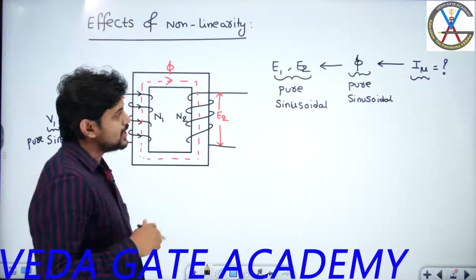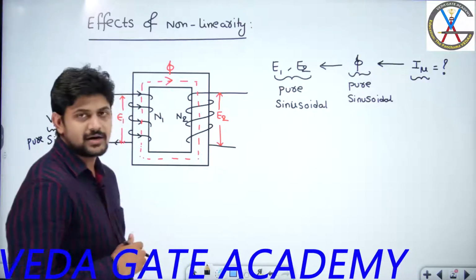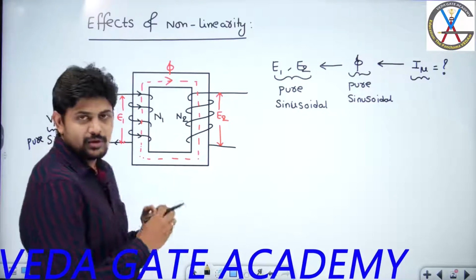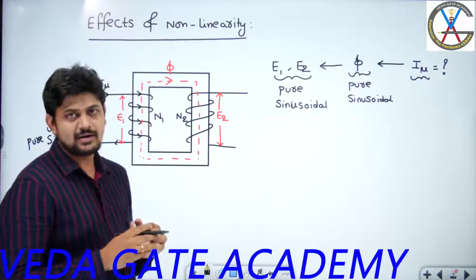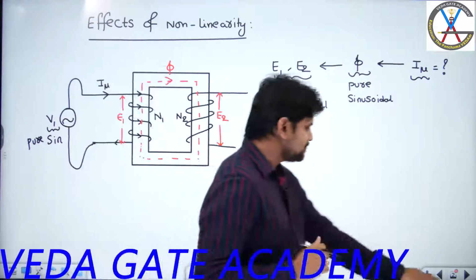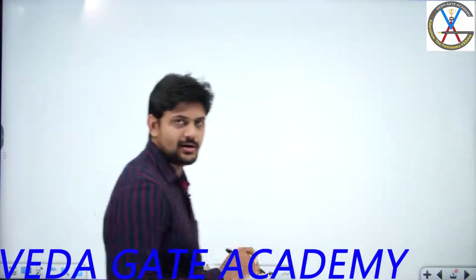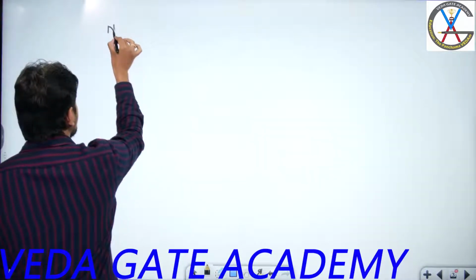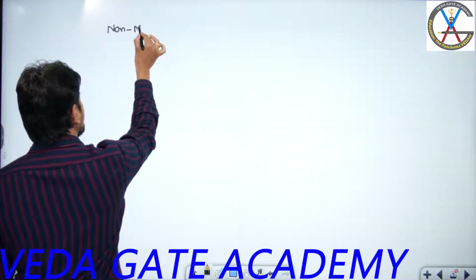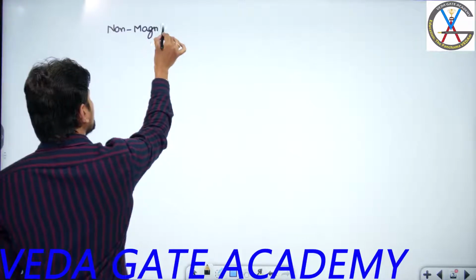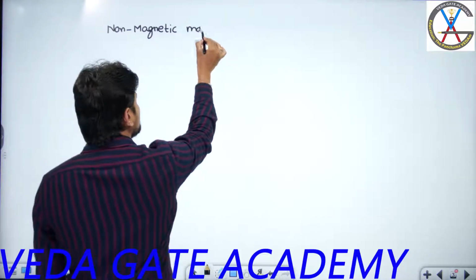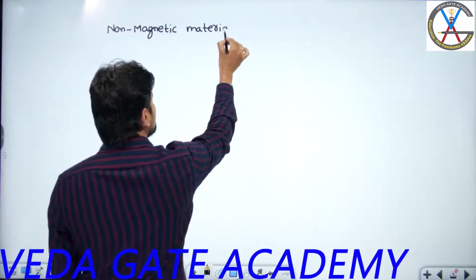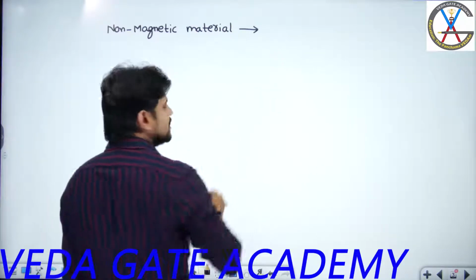So, now we will try to understand what is the shape of this magnetizing current with respect to a non-magnetic material as well as with respect to a magnetic material. Okay, now suppose I am considering a non-magnetic material. As we know, in the previous session we have discussed, for a non-magnetic material, the machine becomes a linear machine or non-linear machine?